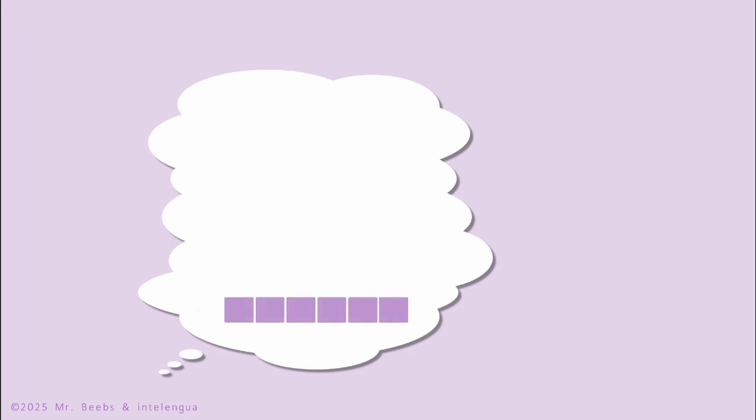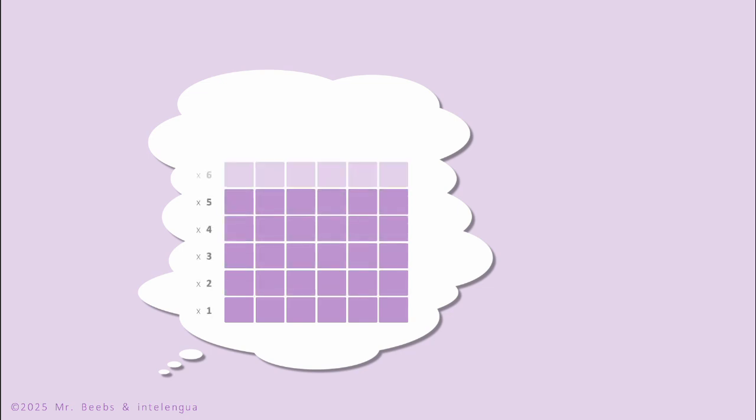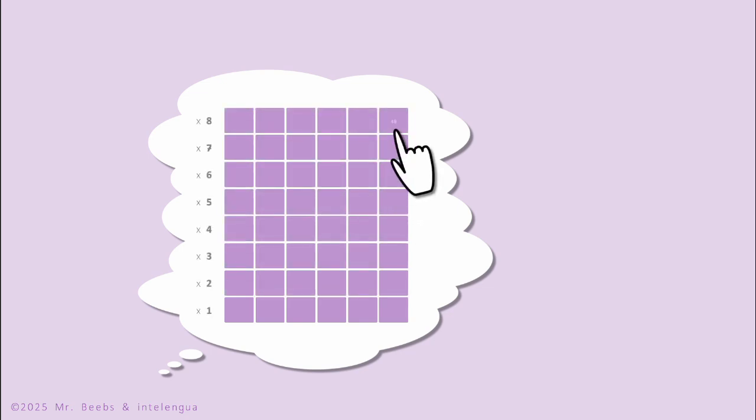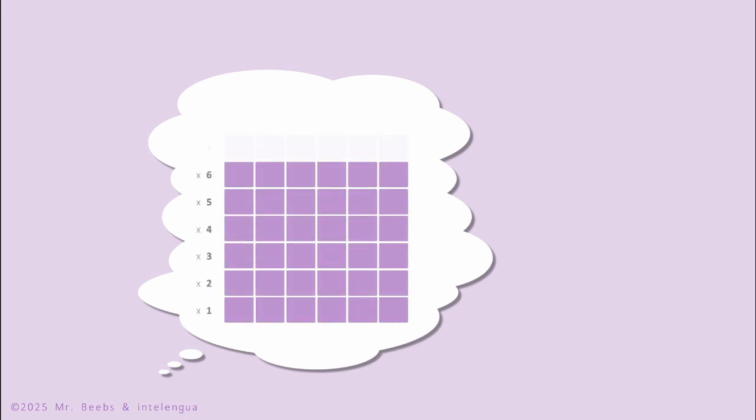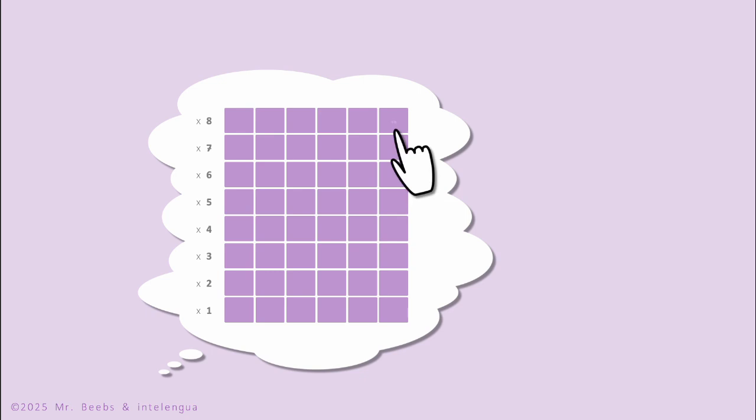6 multiplied by 8 is 48. The X symbol is one way to show multiplication in math. Six times 8 is 48. If this is confusing, don't worry.